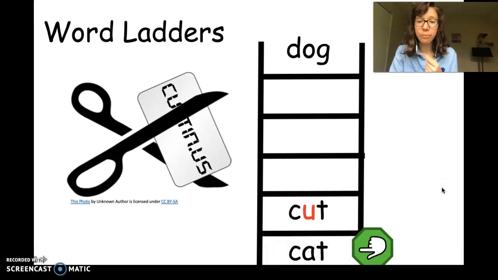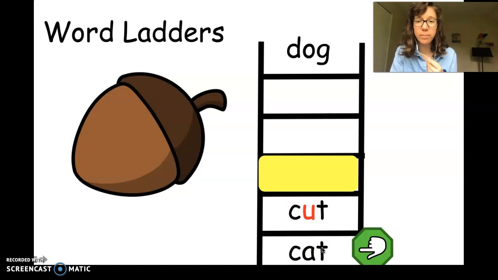So, the word cut goes next on our word ladder. As you can see, I turned the U red because that's the letter that changed. It was the word cat, C-A-T, and we changed it to the word cut, C-U-T. The only letter that changed was U. Our C stayed the same, and our T stayed the same. Alright, let's do another one.